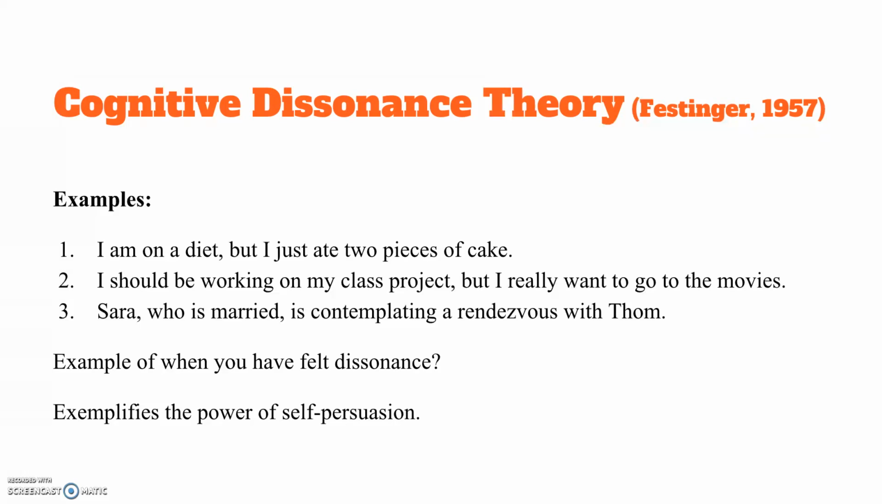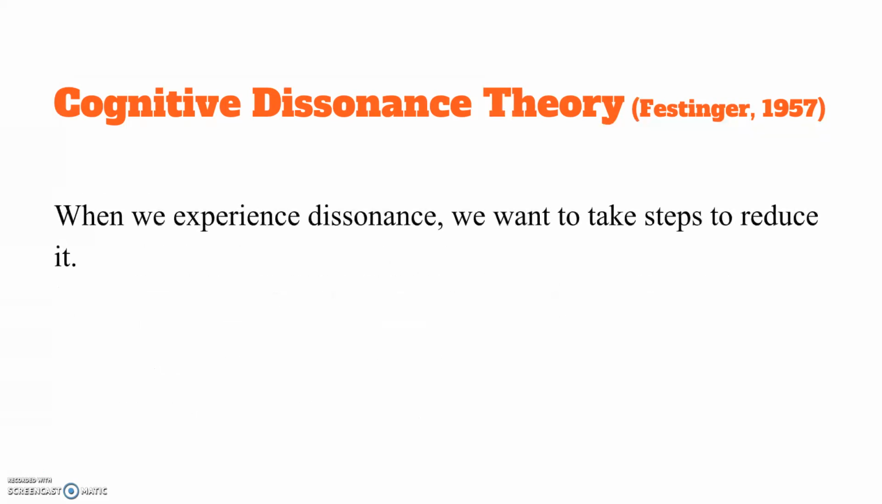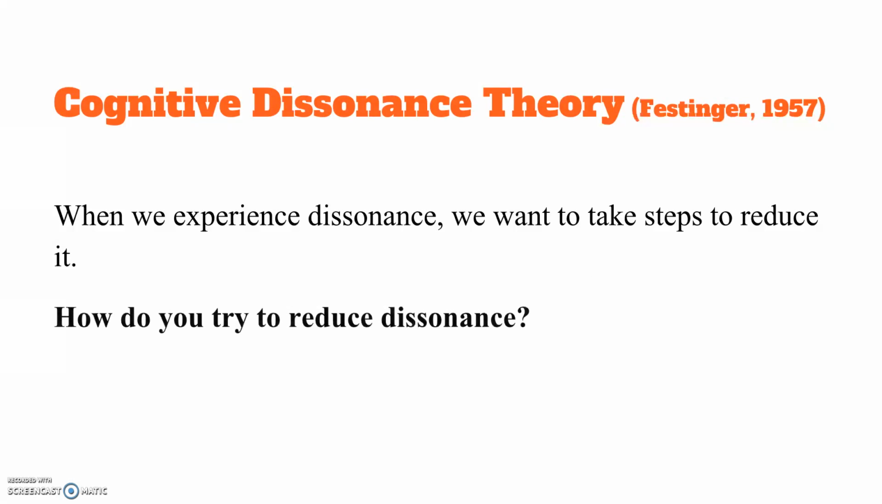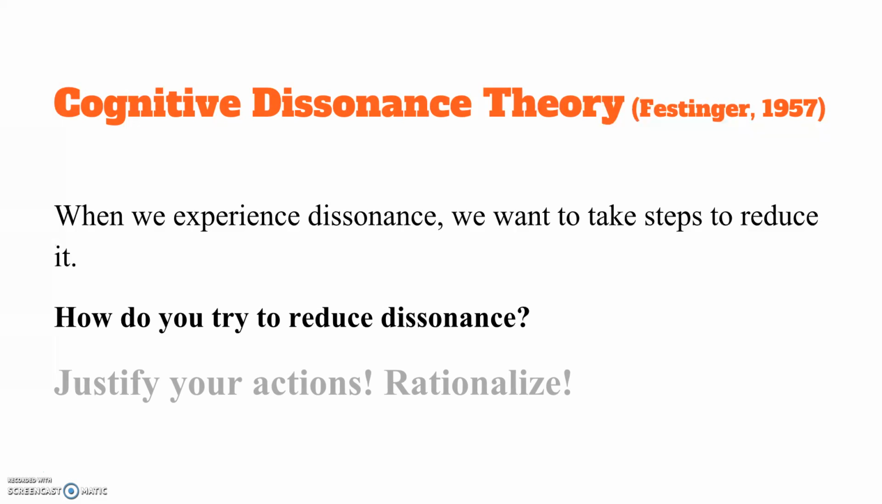Can you think of an example when you have felt dissonance, when the thoughts were kind of incongruent? This theory really exemplifies what's called self-persuasion. It basically says that in some ways we persuade ourselves, not others persuading us. When we experience dissonance, we want to take steps to reduce it. So how do you try to reduce dissonance? Well, the theory says that there are two ways. One is to justify your actions, right? You rationalize, and we use that word all the time. Humans are famous for rationalizing their behavior.